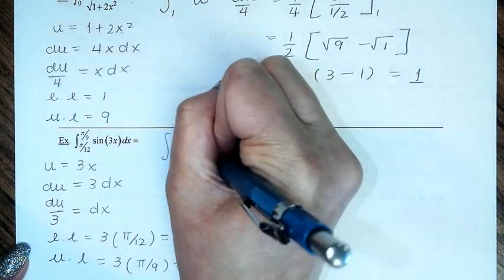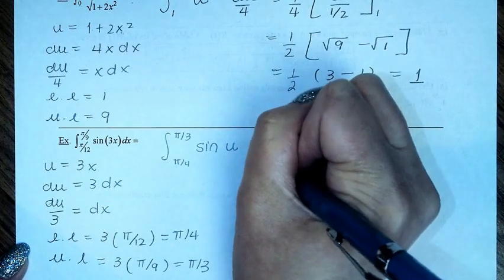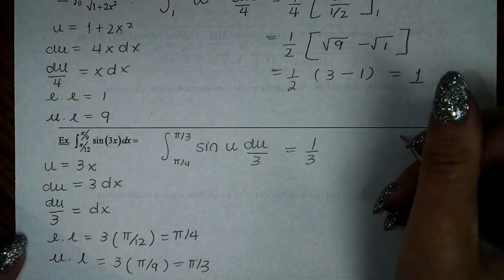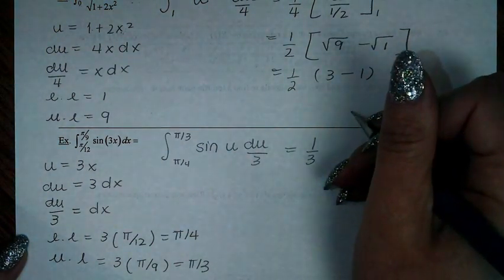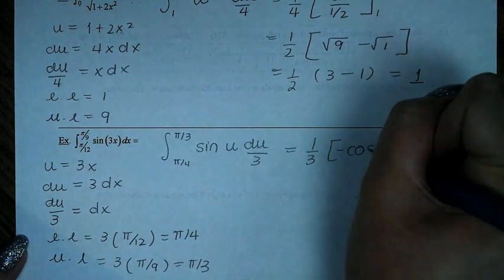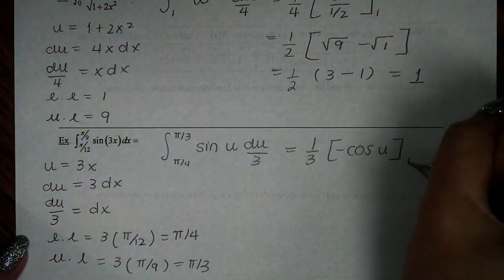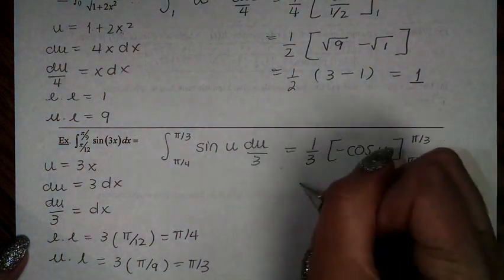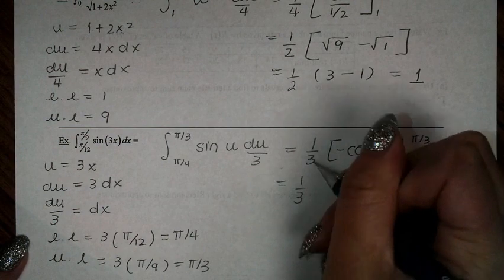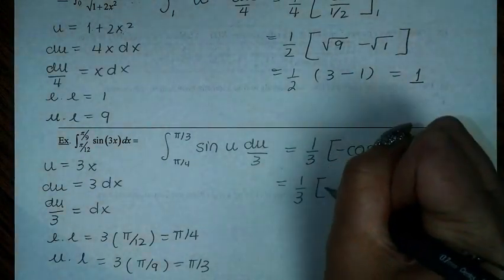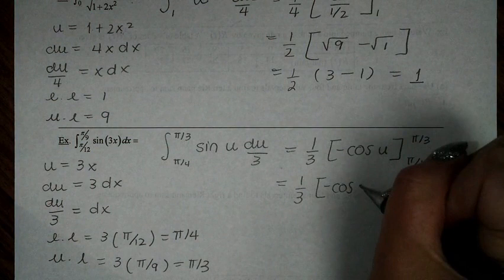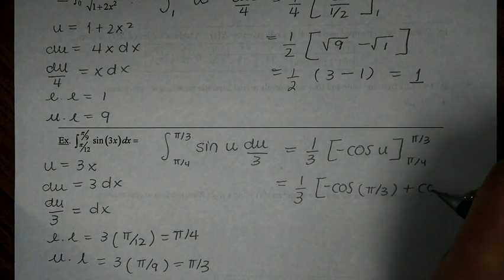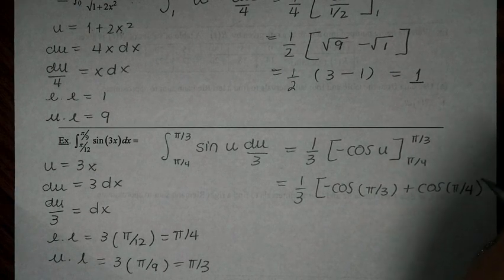And then we have sine of u du divided by 3. So this one we can rewrite as 1/3, and the integral of sine of u is going to be negative cosine of u evaluated from pi over 4 to pi over 3, okay? So what you have is the following. This is going to be equal to 1/3, and then technically speaking it's negative cosine of pi over 3, minus, minus, plus cosine of pi over 4, close it.